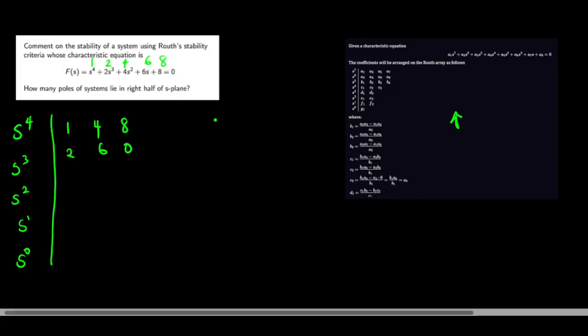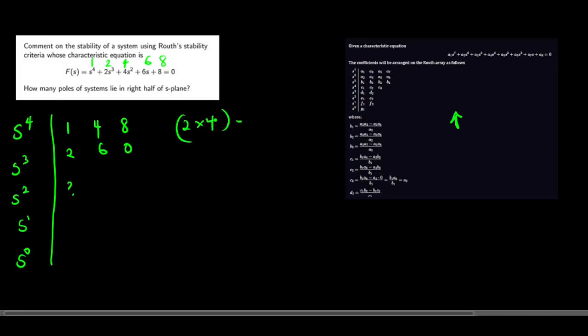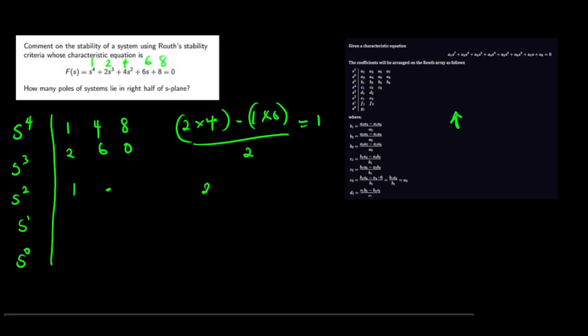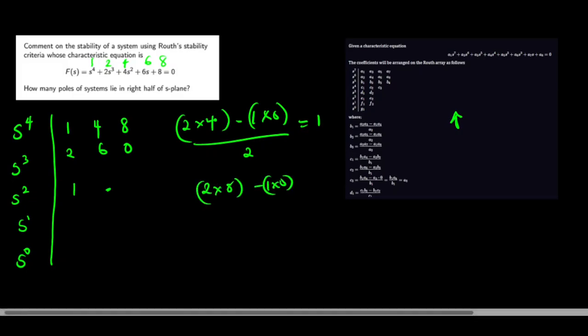So to get this point, we're going to do 2 times 4 minus 1 times 6, all over 2. That's going to get you 1. So here is now 1. The next calculation to get this is 2 times 8 minus 1 times 0, all over 2, which will give you 8. So this will simply be 8. Now for this third entry, it would have been 2 times what is here minus 1 times what is here, but in this case it's 0, so we don't need to go that far.